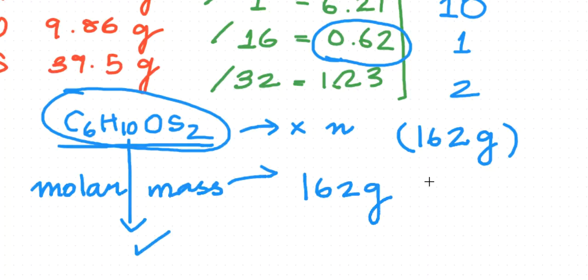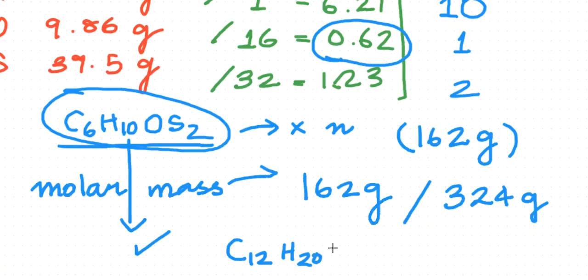If the molar mass would have been, let's say, 324 grams, then you would have had to double it. In that case, the formula would have been C12, H20, O2, S4. I hope that makes sense. What the actual formula is depends on what your empirical formula is and what the molar mass is. So you're going to do molar mass divided by empirical formula mass is your multiplying ratio.